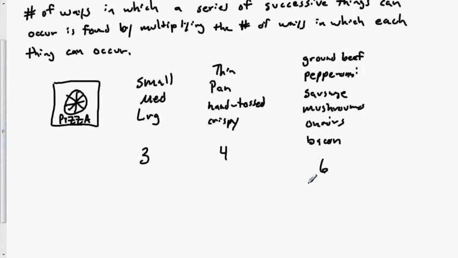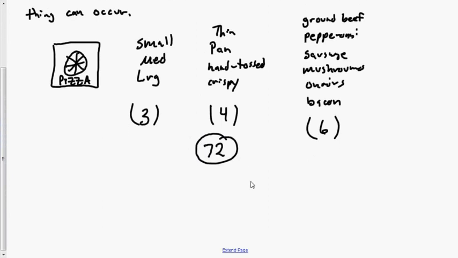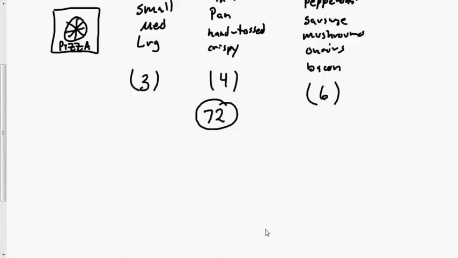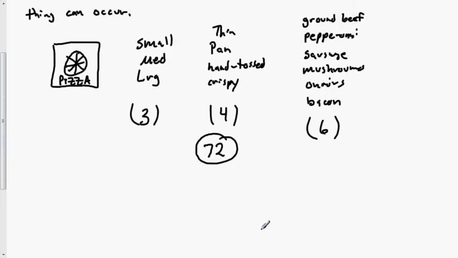So, to find how many different one-topping pizzas I have, I just multiply each one of these numbers together. So three times four times six gives me 72. Okay. So that tells me how many different one-topping pizzas I have. Now, what if I wanted to know how many total pizzas I could get if I didn't want to limit it to just one-topping pizzas? Like, maybe I want a three-topping pizza. Maybe I want a five-topping pizza. Okay. This is a little bit more conceptual. It's a little more difficult.